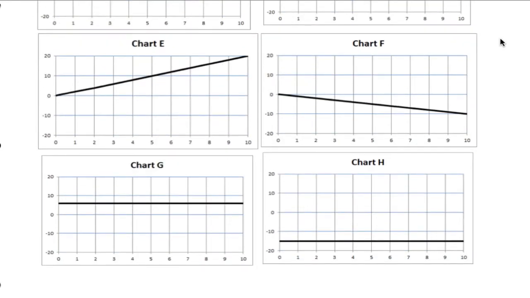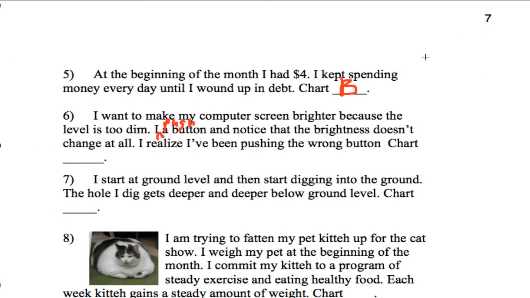So these two, G and H, for example, could work because look, as time passes, the level doesn't change. I would tend to go with chart H because it's sort of negative, which implies that it's dark. I would also accept G or H. So H is really what I'd want, but if you put G, that would be okay too.